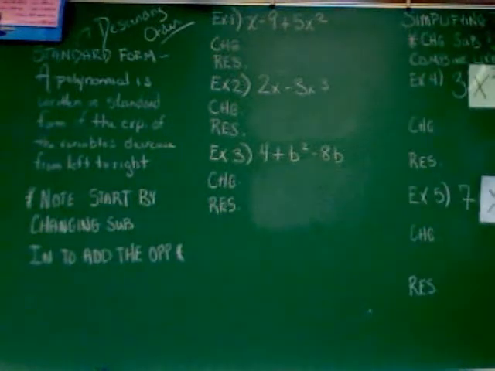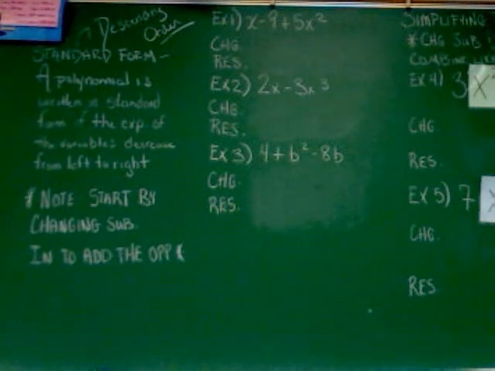Example 1, x minus 9 plus 5x squared. Now, two things written underneath there. You don't have to do it this way, but this is the way I'm going to do it. First thing says CHG stands for change, meaning I'm going to rewrite the equation that I changed there. Again, we're going to get rid of subtraction signs. And the other one is RES, that's result, where I'm going to put my answer.